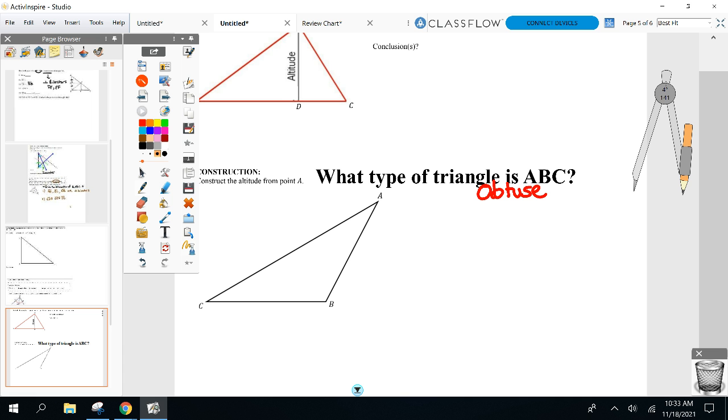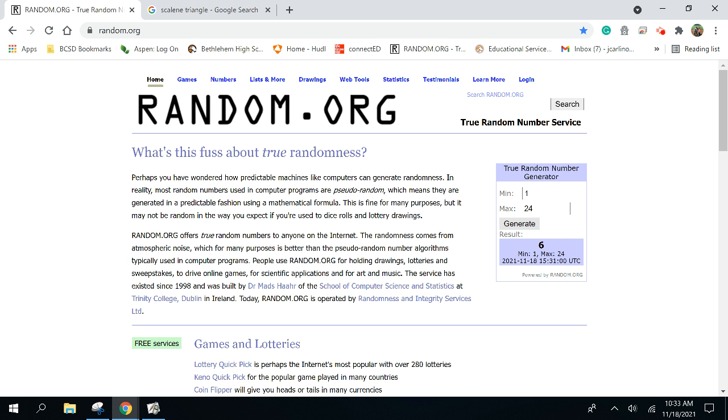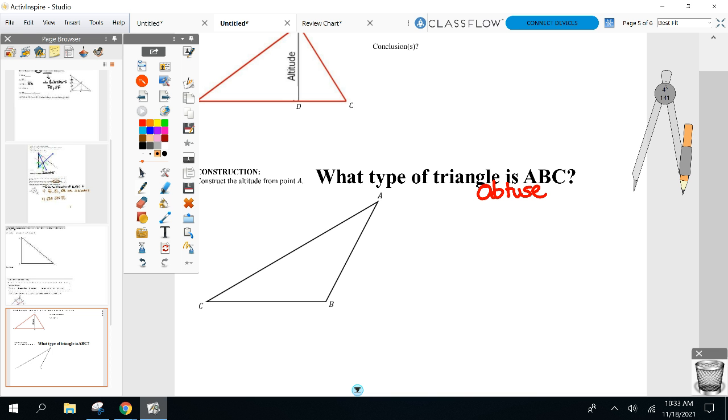What do I know about altitudes again? They have to be what to the opposite side? Altitudes, they got to start at a vertex and be what to the opposite side? Perpendicular. So here's what I need. I need a line coming from A perpendicular to CB.